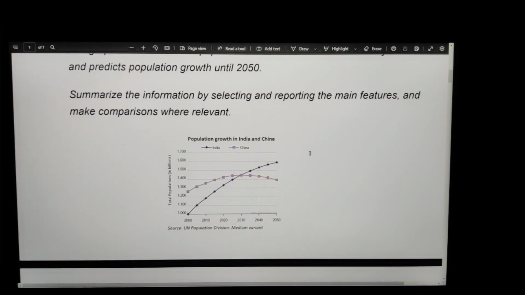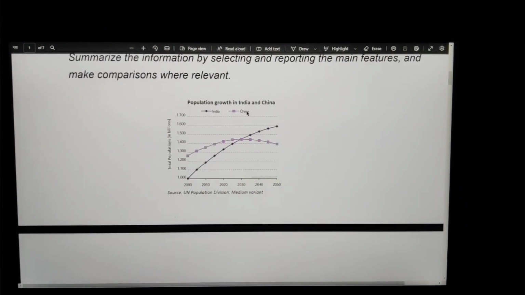Here is the graph. This is the graph of population growth of India and China. The blue line is India, this one, and this is China. So here we'll have to look at the graph and follow the trends. It can be anything.